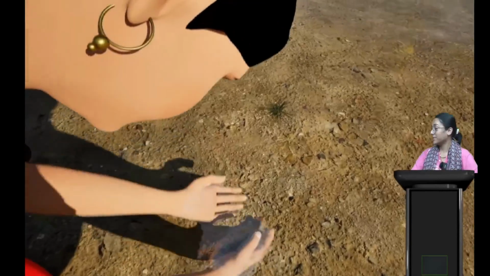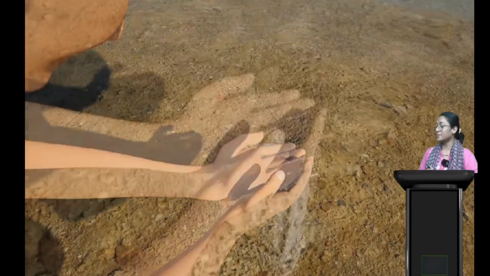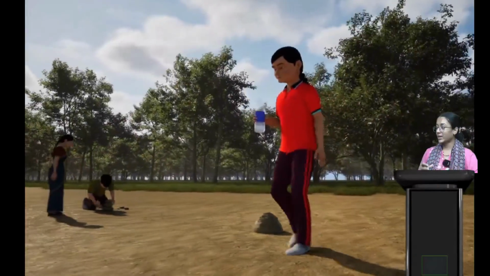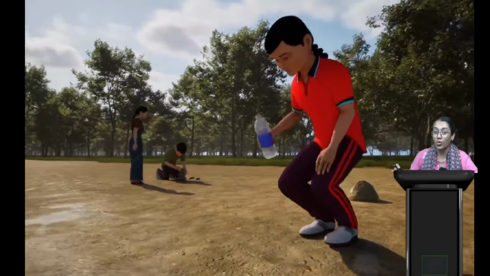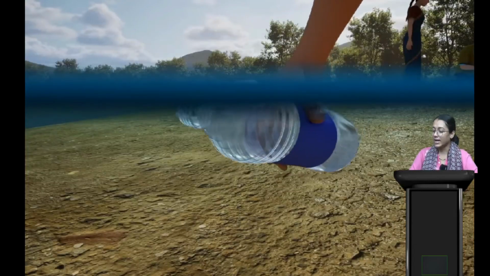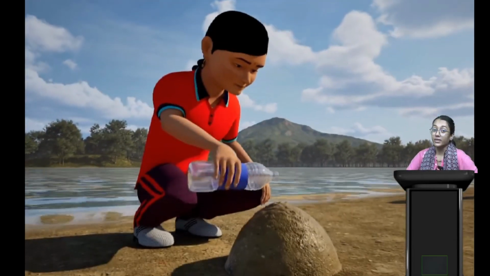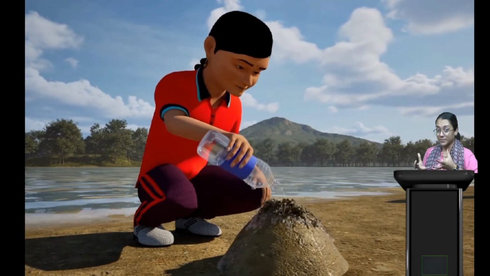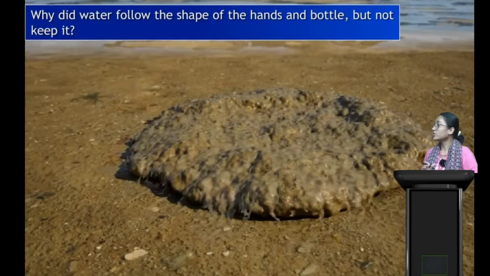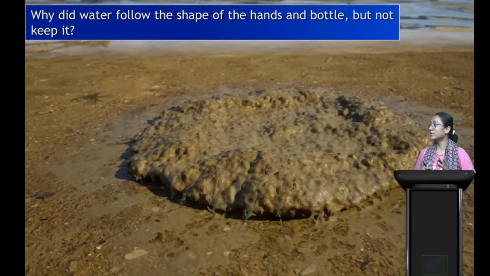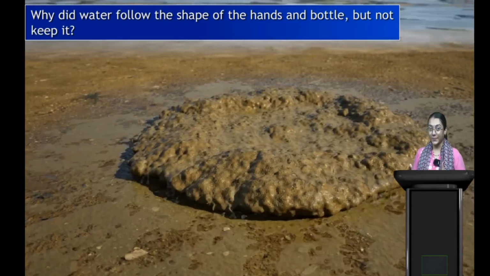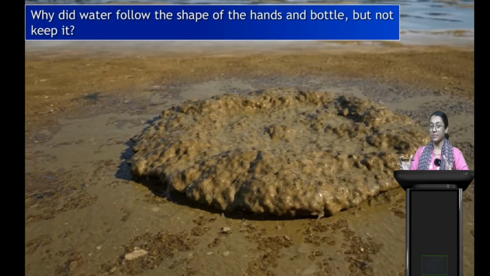So see, one girl is piling up some clay and she is using water. As we know, clay is nothing but soil mixed with water, isn't it? So she is piling up some clay and she is giving it various kinds of shapes.